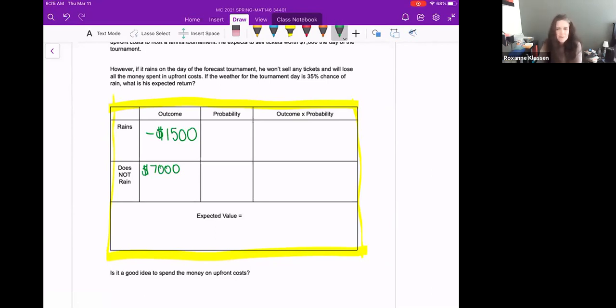So that's like probably reserving the tennis courts, right? Things like that he has to do regardless. So instead of adding that $1,500, we're going to subtract that $1,500. So our real outcome, if it doesn't rain, is $5,500. Does that make sense?